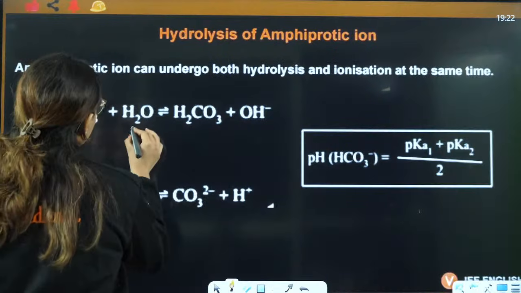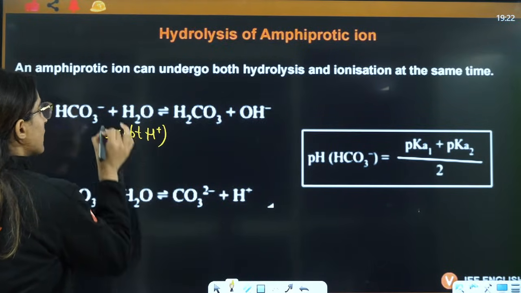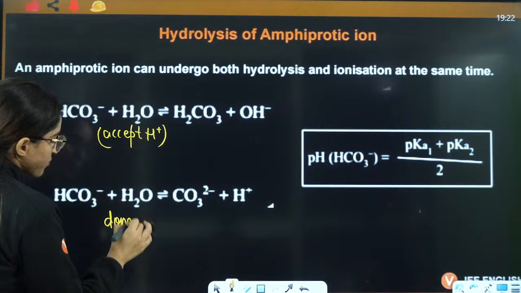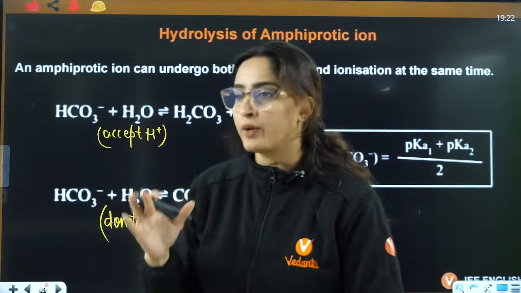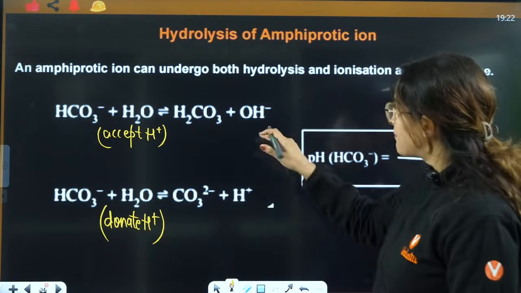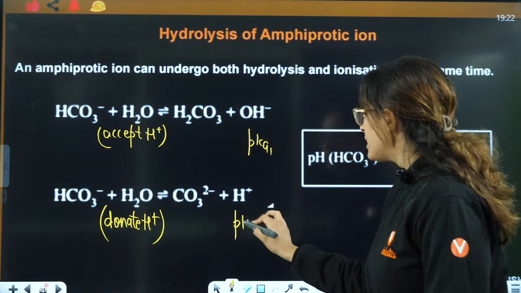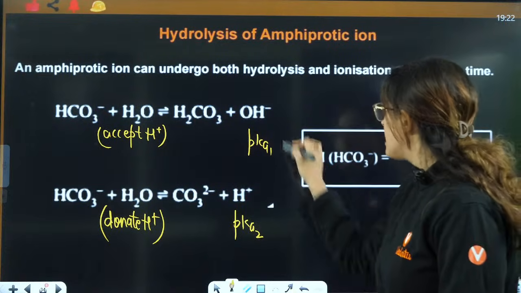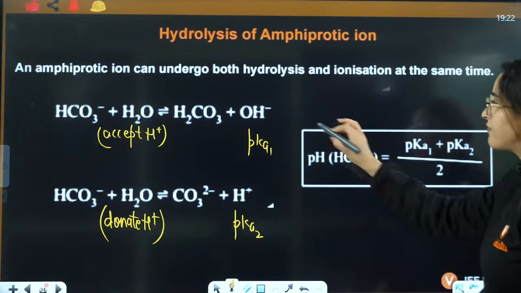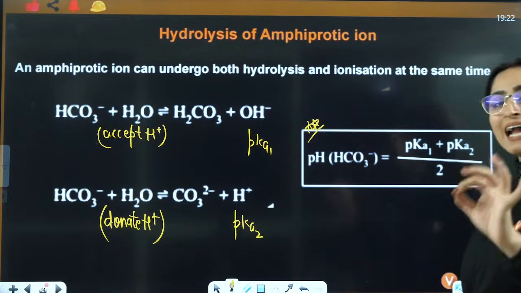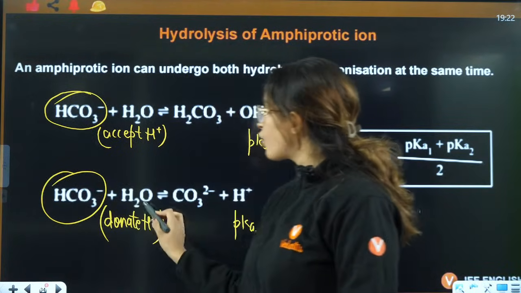So in water, it can also accept H positive. It can also donate H positive. Both of this it can do. Let's say when it is accepting H positive, it is pKa1. When it is donating, it is pKa2. So overall, pH will be (pKa1 + pKa2) divided by 2. That is the value of overall for that amphiprotic, which is accepting also, which is donating also.